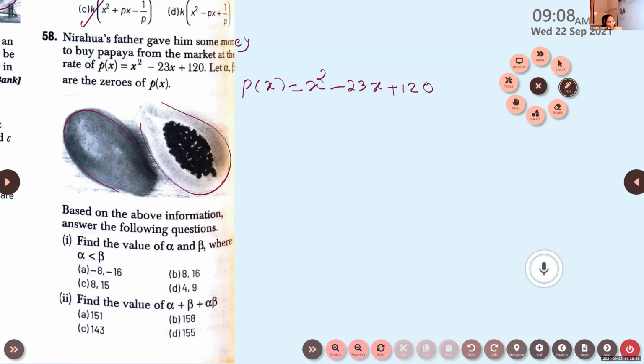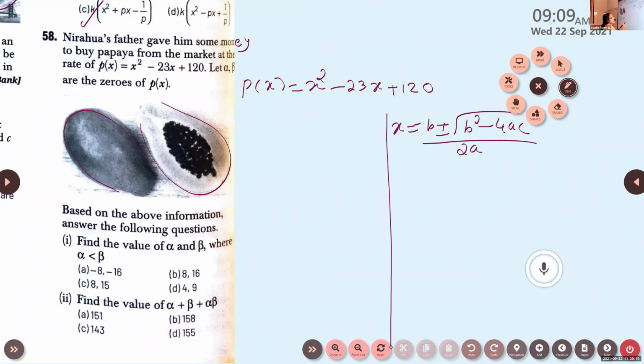Anyone? Quadratic formula? Negative b plus or minus root of b square minus 4ac by 2a. Very good. x equals minus b plus or minus root of b square minus 4ac by 2a. Either you can use this formula to get the value of x, or you can split the middle term. When we split the middle term, it will be the same.